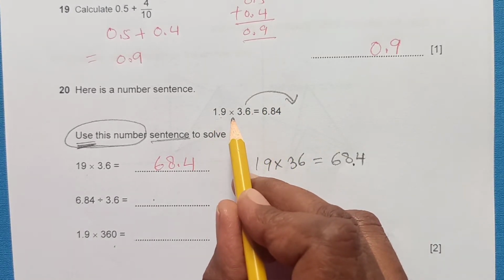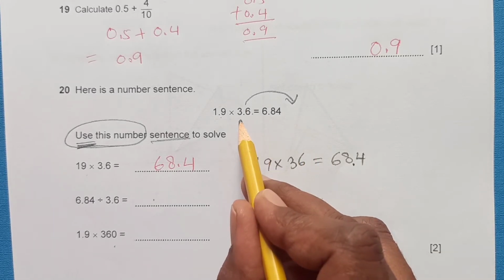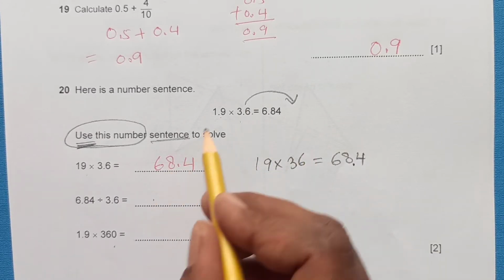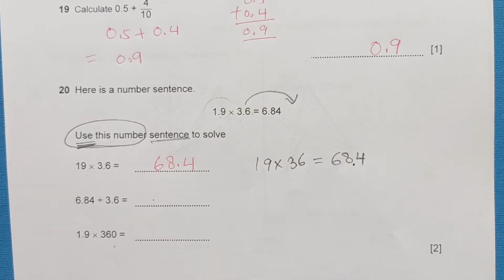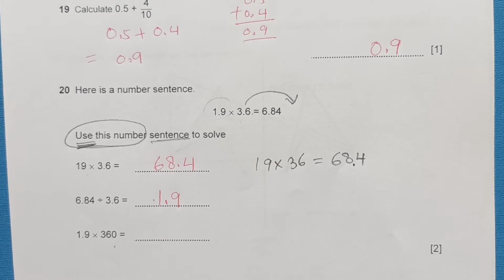Because this is multiplication here, if you take it to the other side, it will become 6.84 divided by 3.6. So our answer will be 1.9. So this answer is 1.9, right?